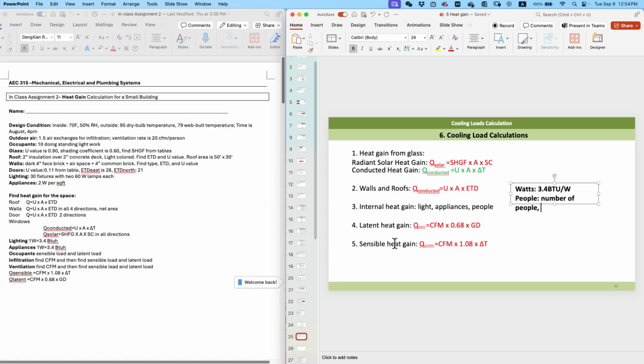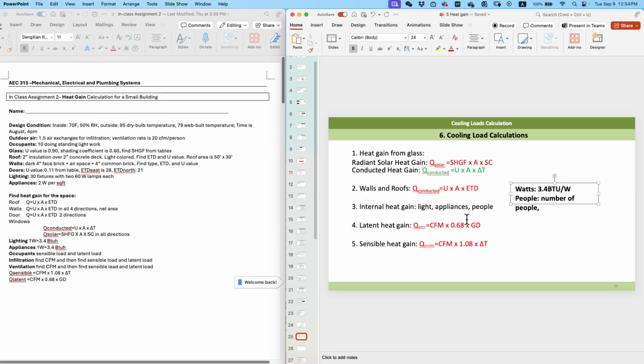And latent heat gain and sensible heat gain both depend on the CFM. CFM includes the infiltration and ventilation. Outside unconditioned air goes inside, and that air involves latent and sensible heat gain. So that's the summary of the heat gain calculation.